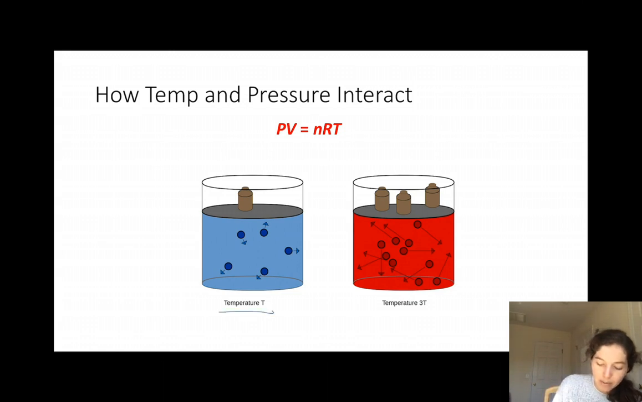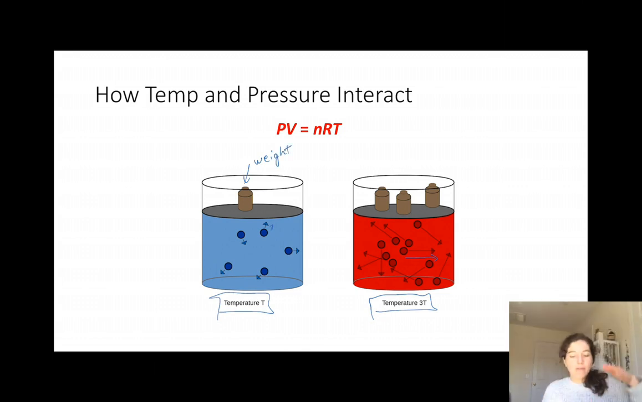So here's one temperature and here's the temperature 3 times higher. We can see that these molecules are moving a lot less. Their directional arrows are much smaller. These are much bigger arrows, so they're moving further. And you can see here that this is a weight. So in order for this lid to stay on, we only need 1 weight in the first one. But then in the second one, as the temperature gets 3 times higher, we need 3 weights to keep it down. So we need more weight to keep that there because there's more pressure. Otherwise, it would be an expanded container.